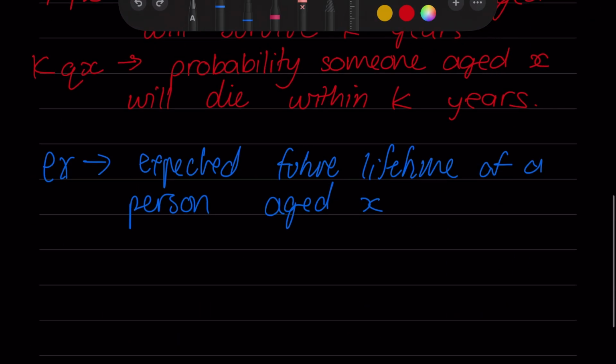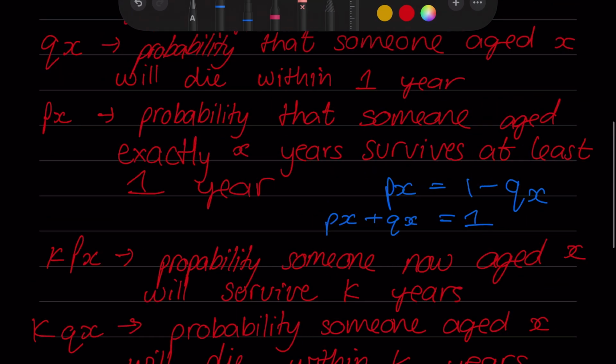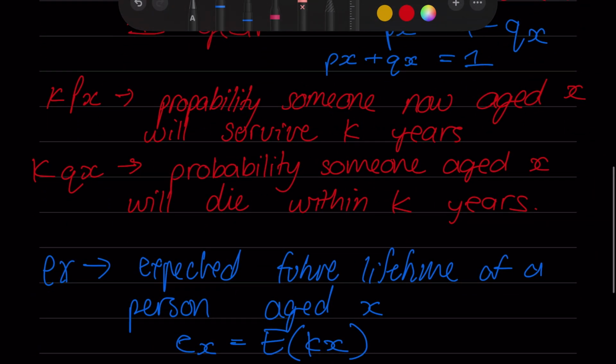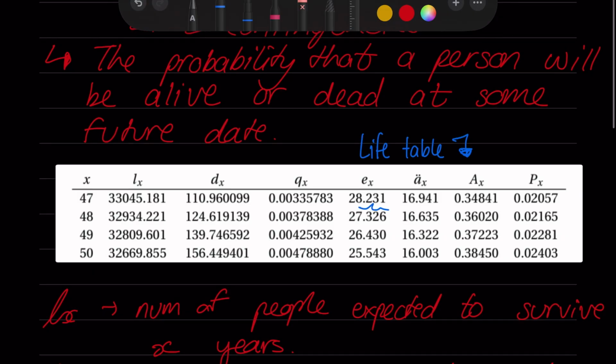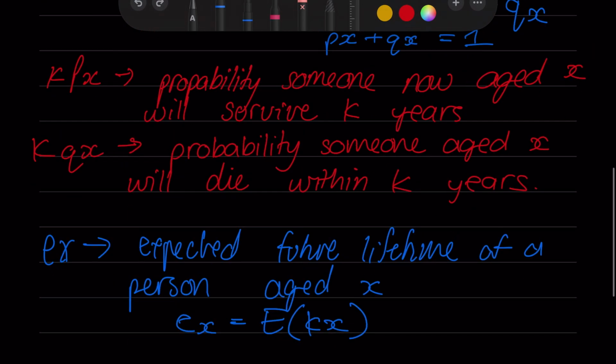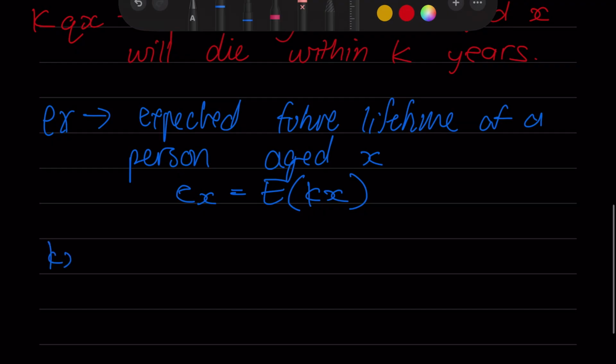And ex is equal to the expected value of what? Expected value of kx. So let's talk about kx. kx is not here, but it's a discrete random variable. It's the number of years, the curtate future lifetime of someone. So when we talk about curtate, we're talking about integers, the whole numbers, how many years someone is expected to live. Maybe you'll survive 1 full year or 2 full years, 3 full years. Not like this ex, which has some decimals here. We're not working with decimals for kx. So kx, we'll just write that down.